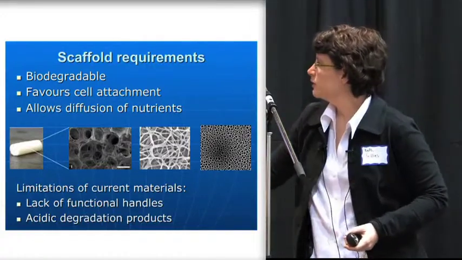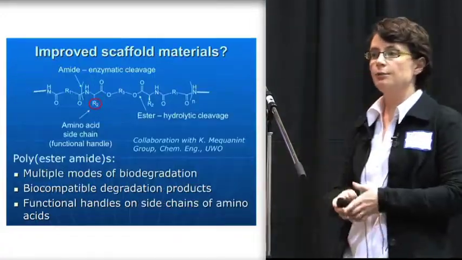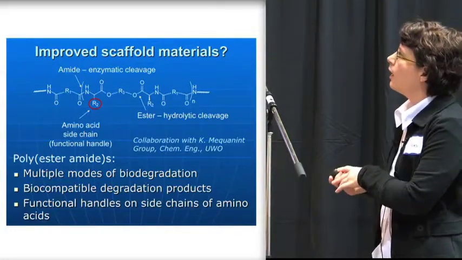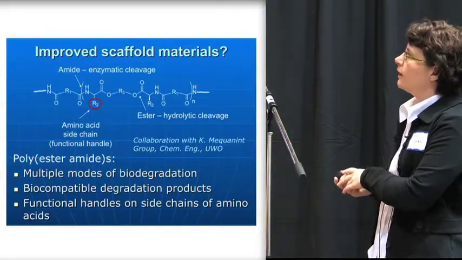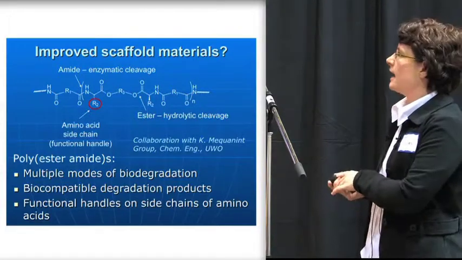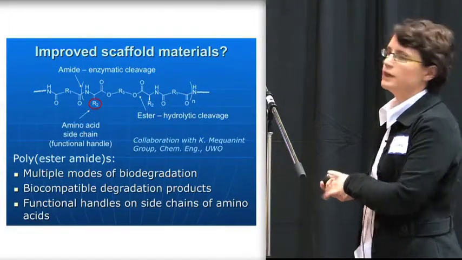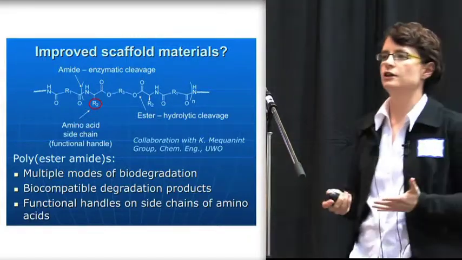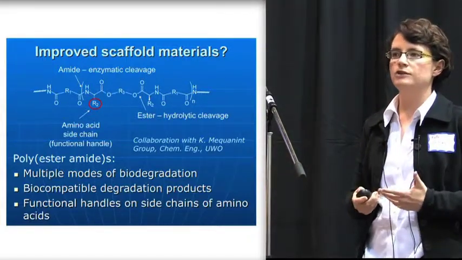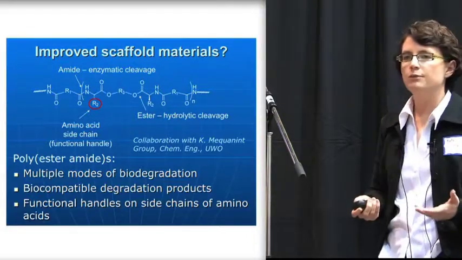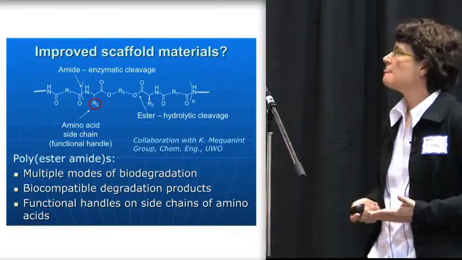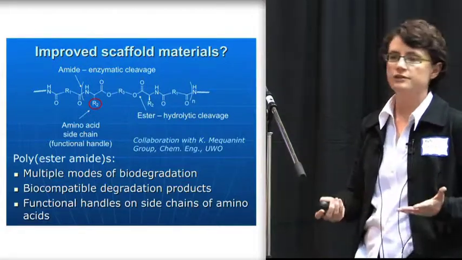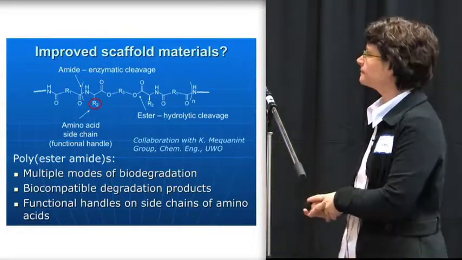So in collaboration with Kibrit McQuinnan's group in the Department of Chemical Engineering, we're working on exploring this new class of polymers. These are called polyester amides because they have both amide and ester linkages in the backbone. And since we have both of these types of linkages, there are lots of different ways these polymers can be degraded. So amides typically would be cleaved enzymatically, and esters would be cleaved either enzymatically or just through simple hydrolysis if they sit in water long enough.